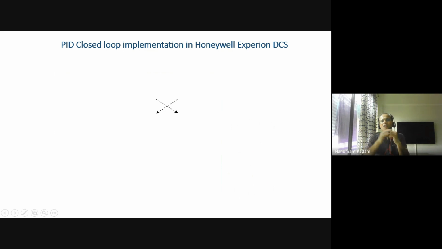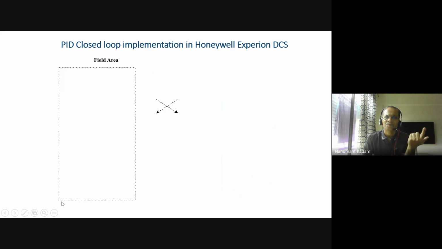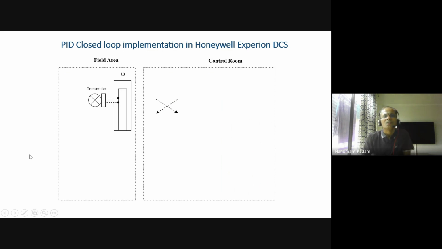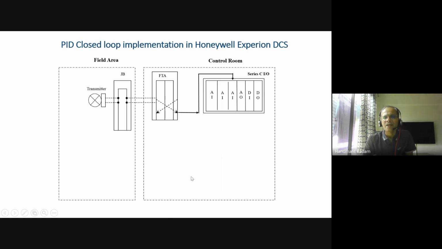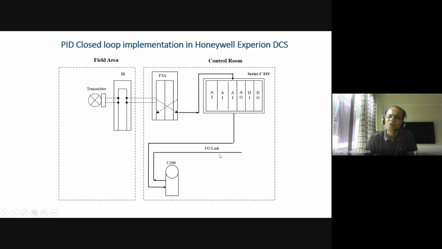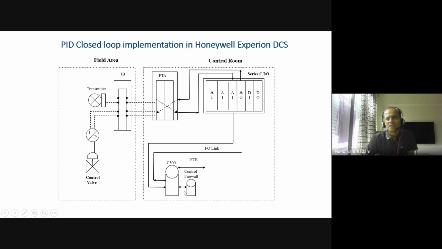Now I'm coming to the PID closed loop implementation in Honeywell Experion in the medium pressure steam flow. So the field area, this is the basic concept: transmitter, JB, the Honeywell FTA, AI card, C300 controller, IO link. This link is missing here. Again, you can see this redundant link. So the IO link is here, but you can see it like this. And the output goes to the I2P and the control valve. Then control firewall, FTE and server.